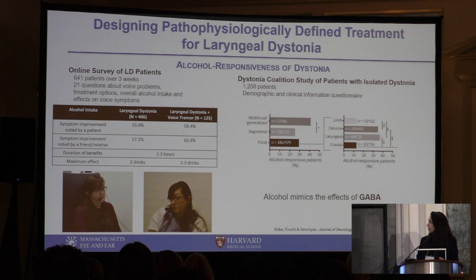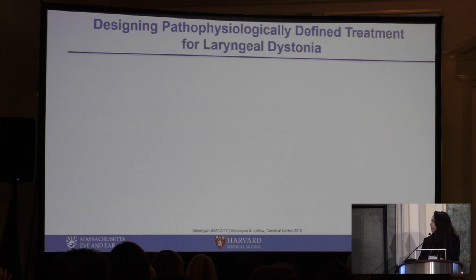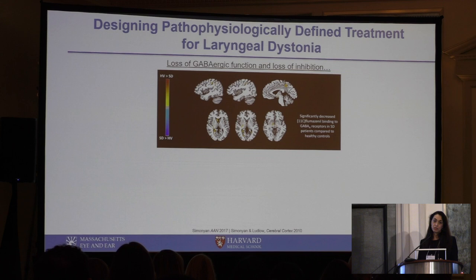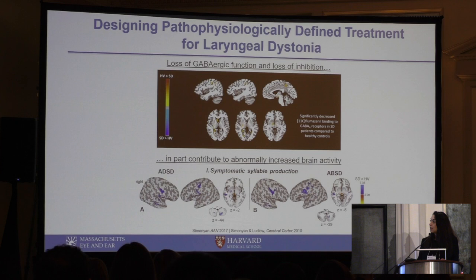Because alcohol mimics the effects of GABA in the brain. And GABA is important because there is a loss of GABAergic function, and that leads to, or partly is leading to, loss of inhibition. And that contributes to abnormally increased brain activity. So the idea was, by using alcohol or some supplement of alcohol, we can directly influence GABAergic function, increase GABAergic function, and decrease abnormal brain activity.